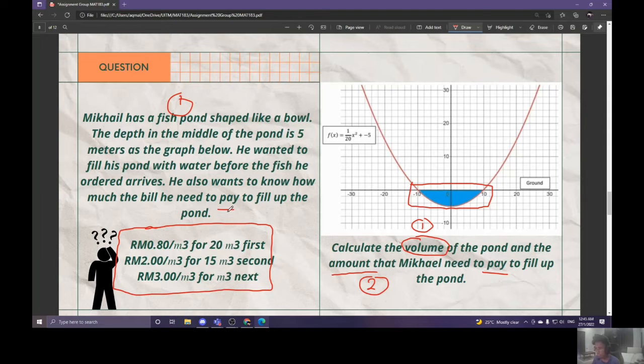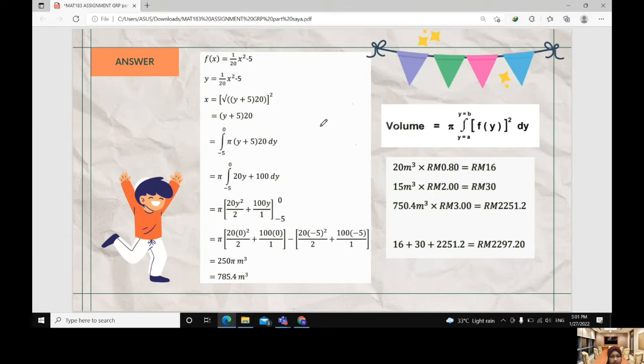So the next step will be conducted by Adlina. Yes, Azizi, thank you for your explanation. So the next step is we must change the value of f(x) to y. That is because we want to find the revolution about the y-axis, not the x-axis. So after changing it, we must move everything to the left part and leave the x alone. So it will become like this.